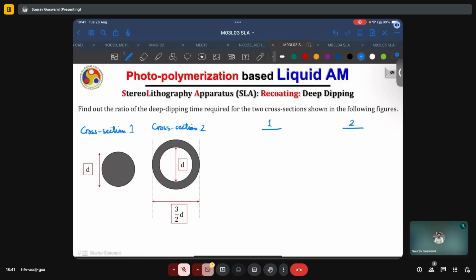What is the critical radius in each case? For the first case, let us try to sketch the critical circle. The critical circle will in fact overlap with the given circular geometry itself, and thus the critical radius will be equal to the radius of the circular cross section, which is equal to d by 2. What about the other case?